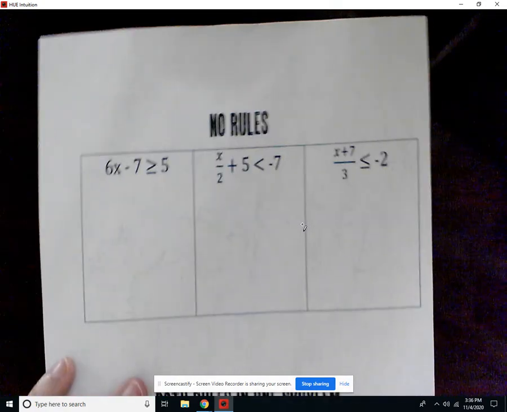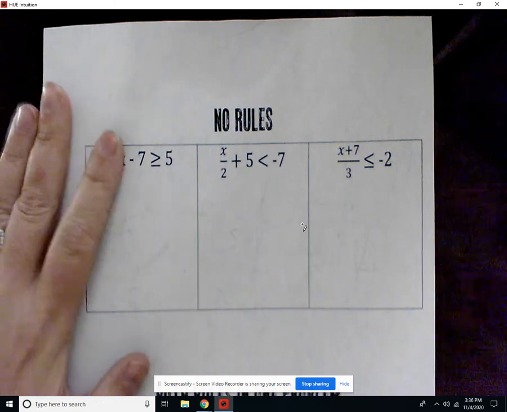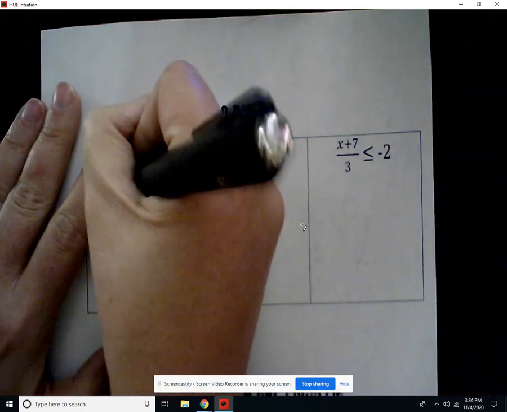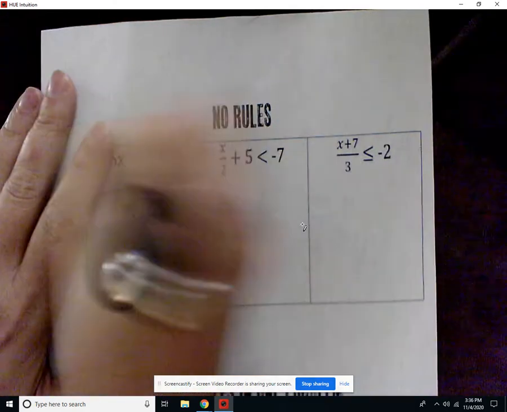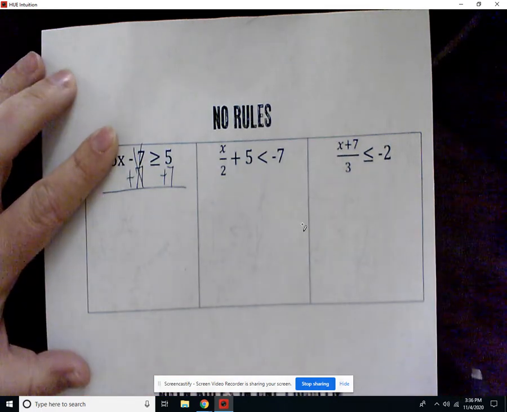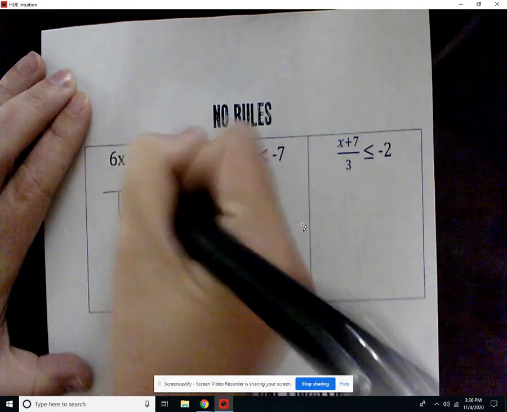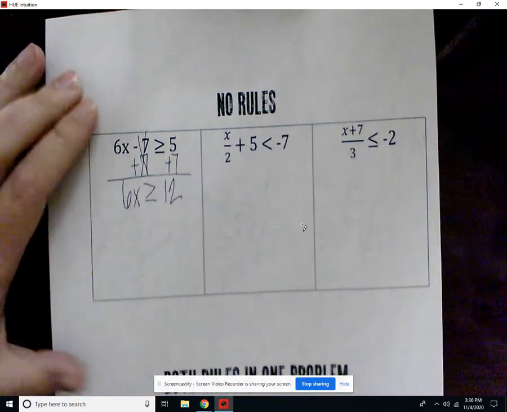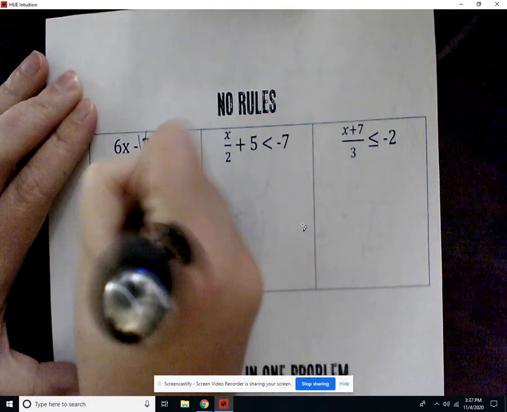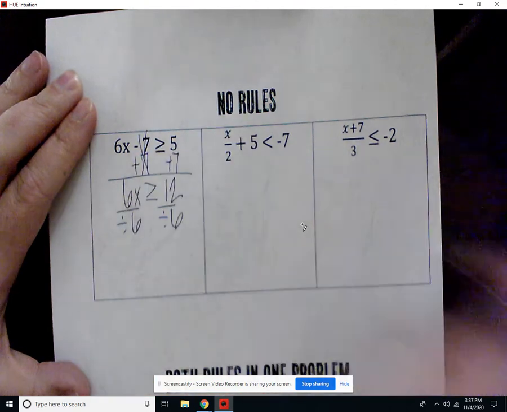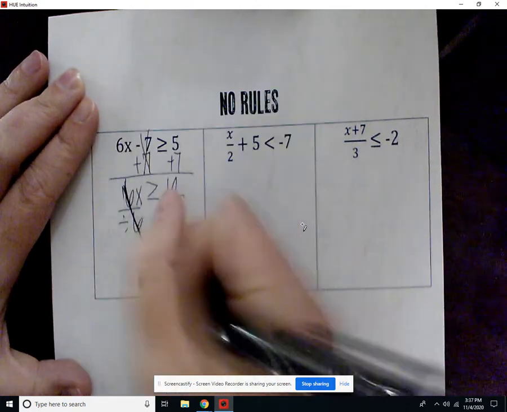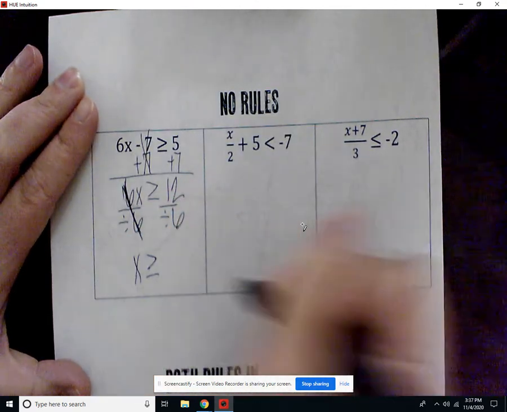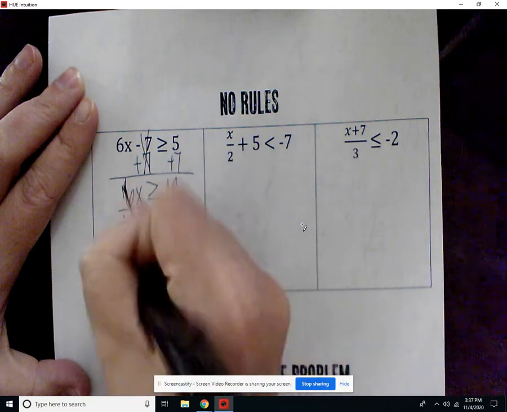Okay, so for the back, no rules, so these are just basic solving. So again, cover up your x. Opposite of minus 7 is plus 7. 7s will cancel. We bring down 6x, our arrow. 5 plus 7 is 12. 6x is multiplication, so we're going to divide both sides by 6. 6s will go away. We're left with x. Arrow, 12 divided by 6 is 2.